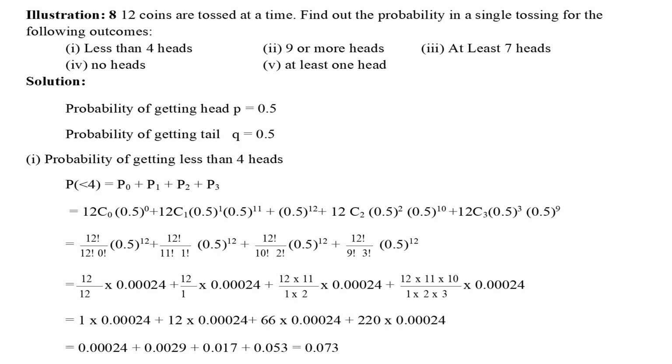I. Probability of getting less than 4 heads means P4 is excluded. P less than 4 equals P0 plus P1 plus P2 plus P3 equals 1 by 0.00024 plus 12 by 0.00024 plus 66 by 0.00024 plus 220 by 0.00024 equals 0.00024 plus 0.0029 plus 0.017 plus 0.053 equals 0.073.